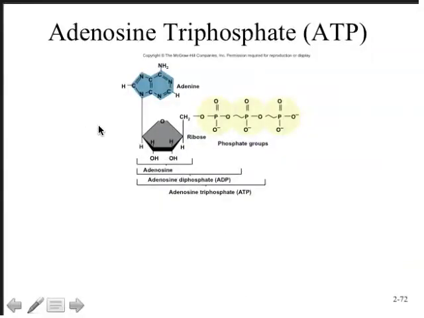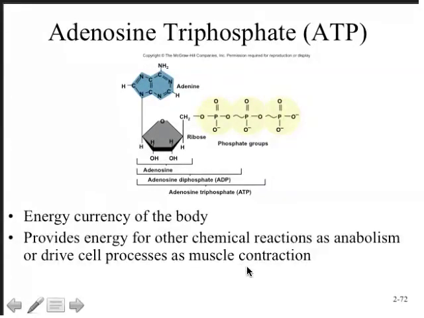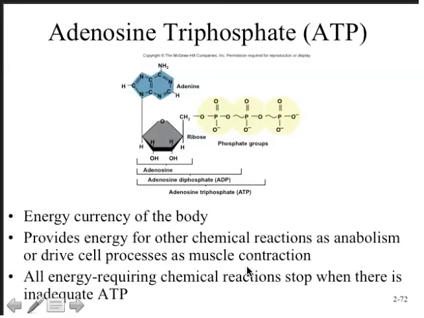Okay, the last molecule we want to talk about is ATP, which is the universal energy currency in cells. It provides the energy for other chemical reactions, for processes that are anabolic, meaning that we build up large molecules from tiny ones, and it also drives movement. All energy-requiring chemical reactions stop when there's inadequate ATP, and the energy in the ATP molecule, I'll circle the high energy bonds here in red, is here and here, okay?